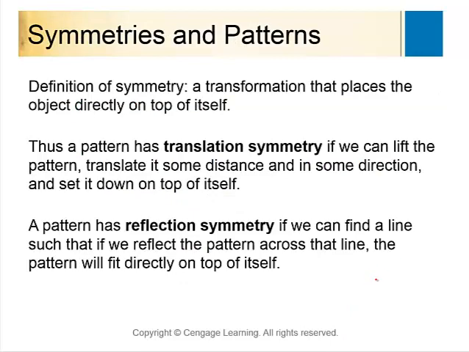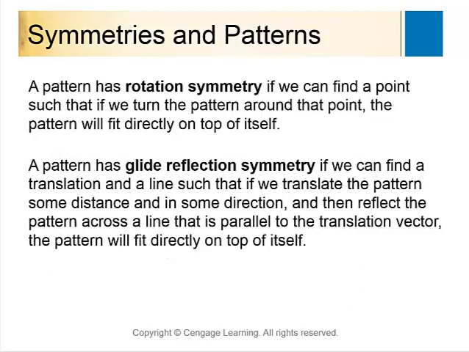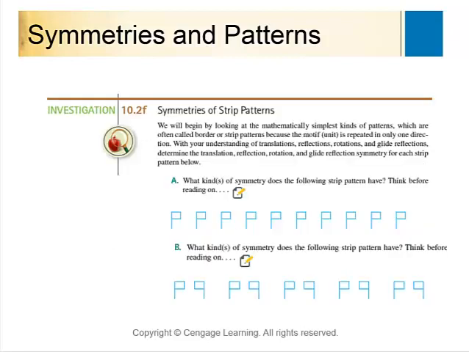In this, we're talking about translation symmetry. If we can lift the pattern, translate it some distance and in some direction, and then set it down on top of itself. It's reflection symmetry if we can draw a line and have it reflected back on top of itself. It has rotation symmetry if we can turn it and that pattern will fit on top of itself. It has glide reflection symmetry if we can find a translation in a line and we move it and follow it in that pattern in some direction. So let's look at these different strip patterns that we have here as an example.